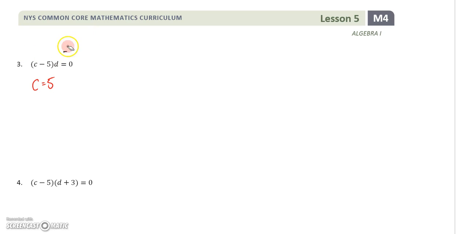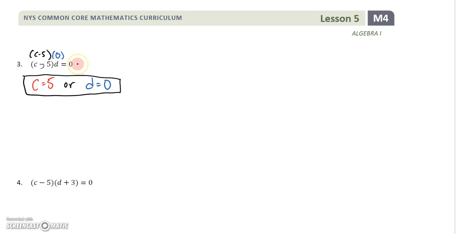Or what else could we have? We could have d being 0, and c being whatever it wants. Or both of those things happening at the same time. c could be 5 and d could be 0. But those are the ways that will yield this product of 0. If c is 5, 5 minus 5 is 0, and 0 times anything is 0. If d is 0, well, 0 times anything is still 0.